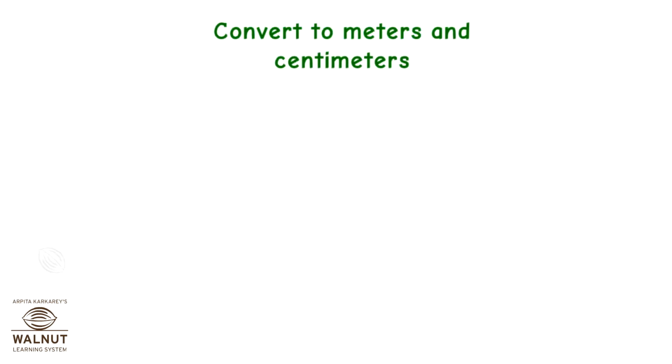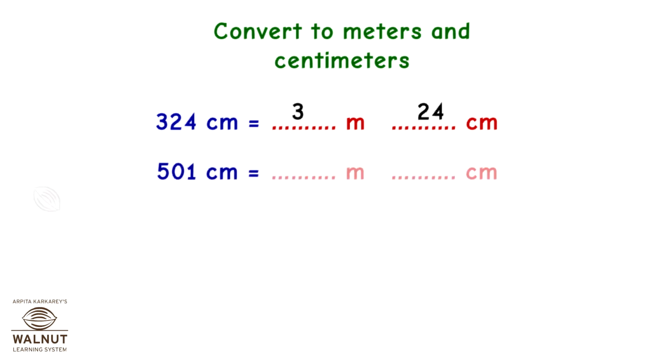Convert to meters and centimeters. 324 cm is equal to 3 meters and 24 centimeters. 501 cm is equal to 5 m and 1 cm.